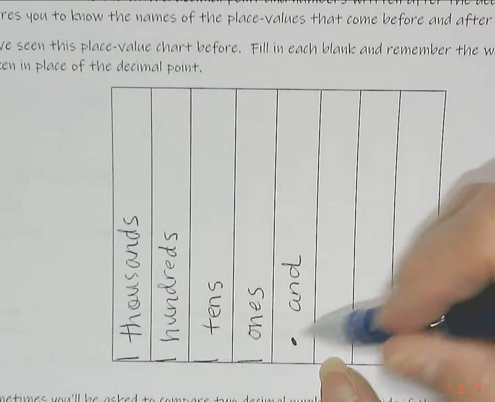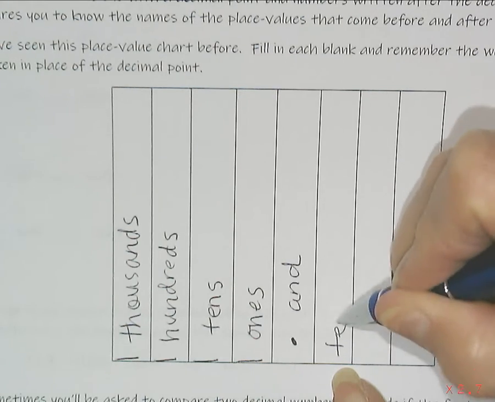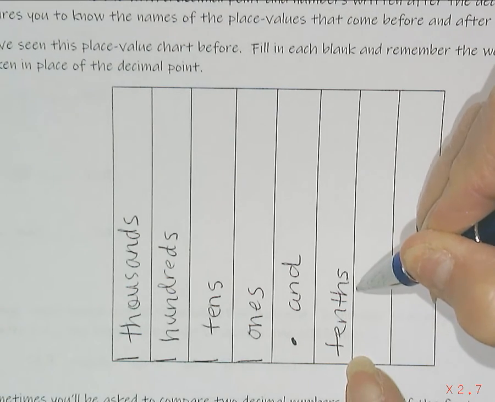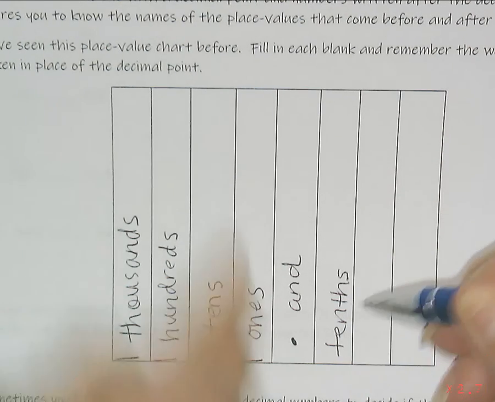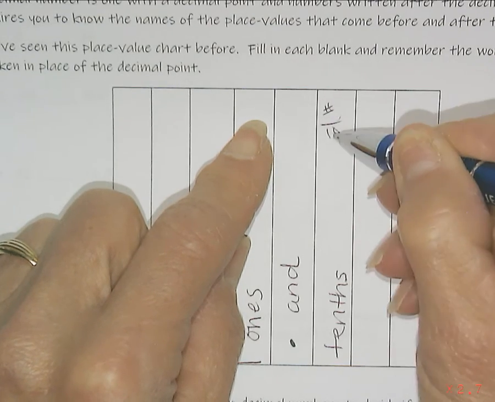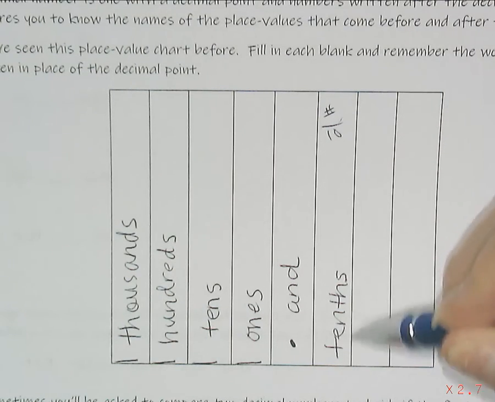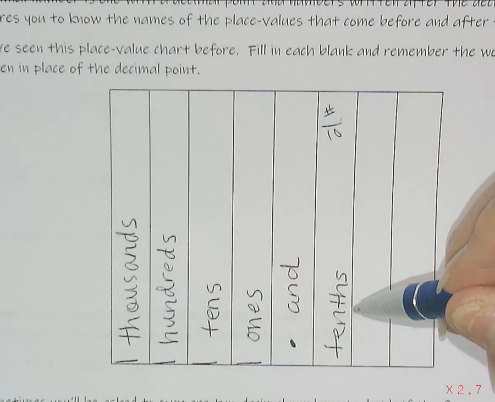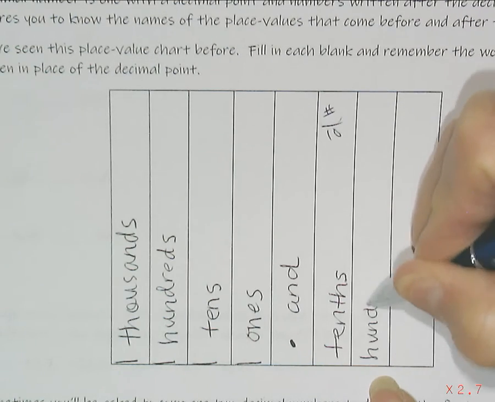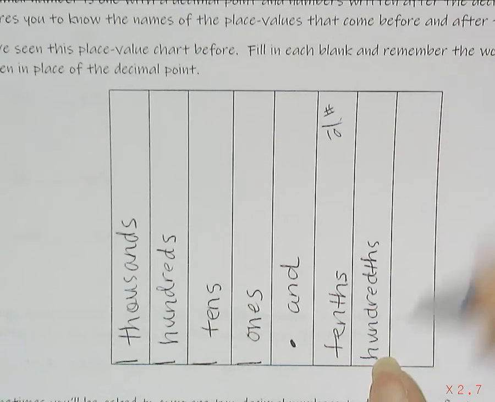My apologies. So the first place after the decimal is the tenths. Listen to that, tenths. If you were saying tenths in a fraction, you would have some number over 10. These are tenths. Well, as a decimal, the first place after the decimal is the tenths place. After that, we have hundredths. They end in THS when you're after the decimal.